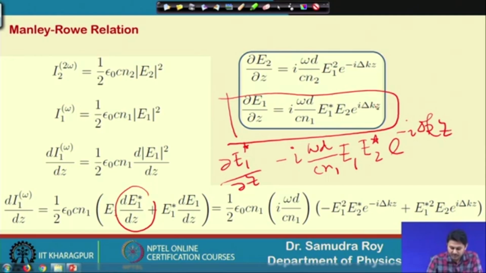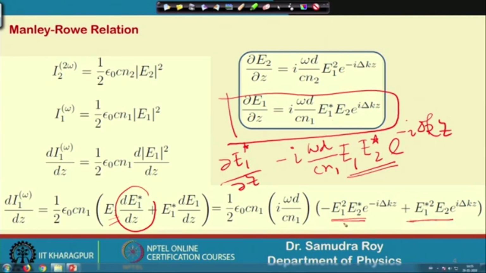When I take the complex conjugate of this differential equation, we have E1 E2 star. So, here you can note that we have E1 E2 star, and one E1 was already there. So, that is why we have E1 square. In the similar way, the next term we just multiply with E1, because this term we do not need to make a complex conjugate, because already this term is here. So, we will eventually have E1 star square E2 and e to the power I delta k z. So, these two terms, if you note very carefully, are complex conjugates of each other.